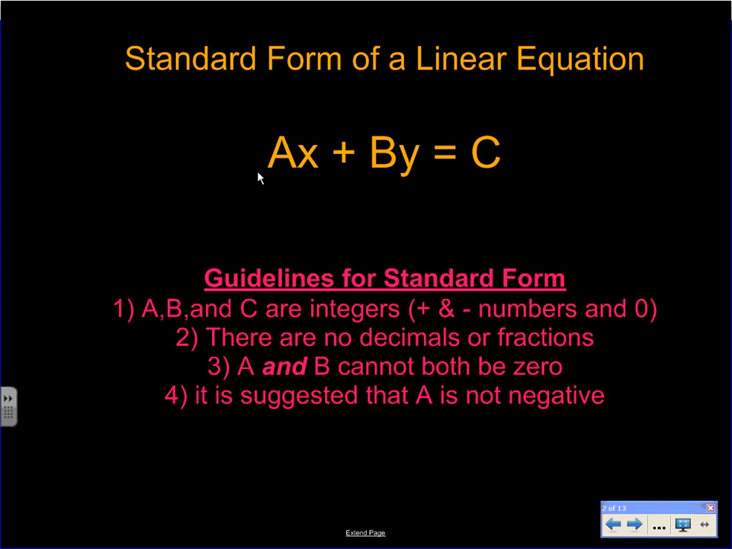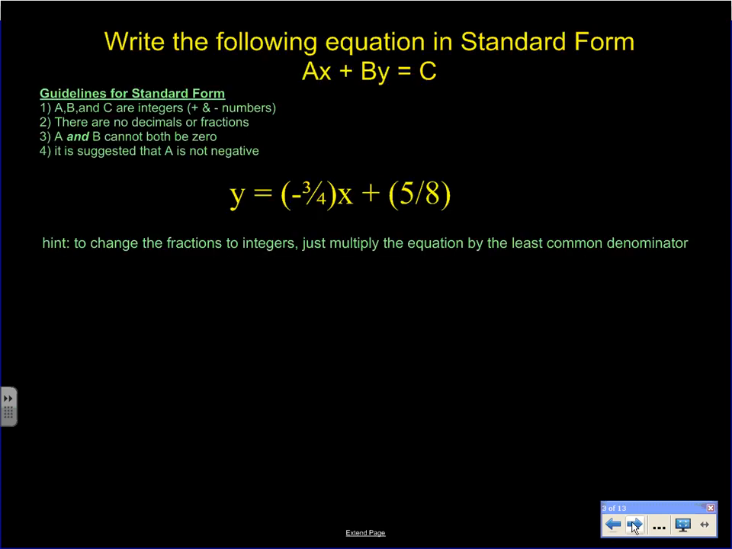And the last part: it is suggested that A is not negative, which means A is positive. It's suggested that A becomes positive. Let's look at what we're talking about here.